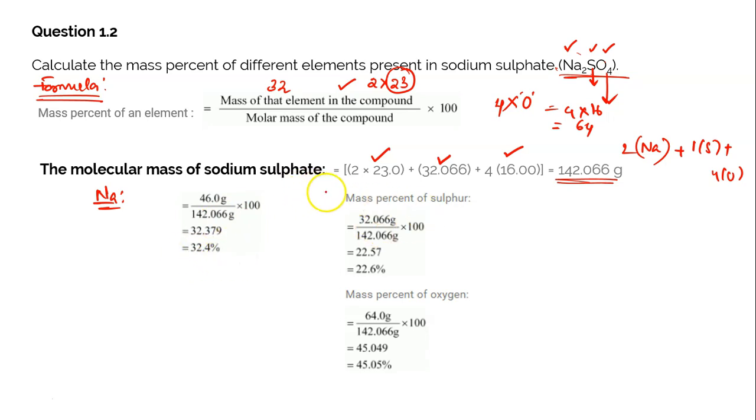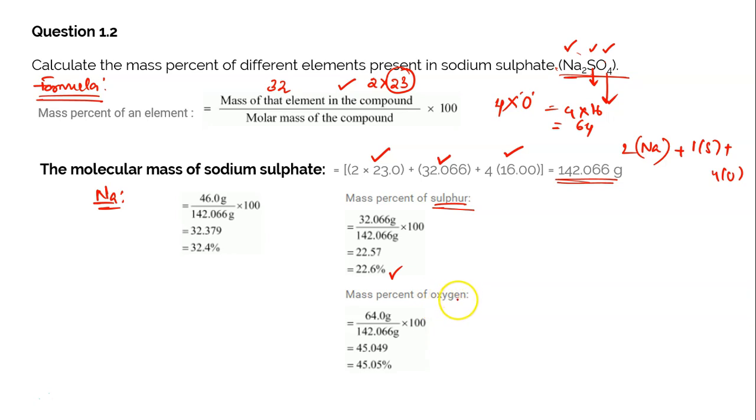Now the same thing for sulfur. Mass percentage of sulfur. As discussed before, in the numerator, when you're calculating the mass percentage of sulfur, you'll be taking the mass of sulfur, which is 32. In sodium sulfate, you have 32 grams of sulfur divided by the molar mass of sodium sulfate, 142, into 100. When you simplify, it's 22.6.